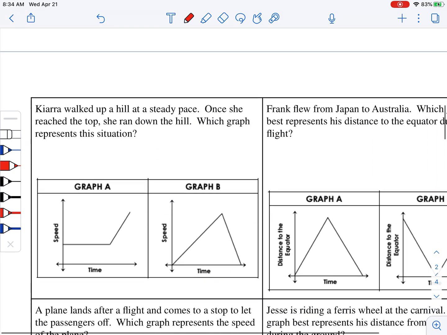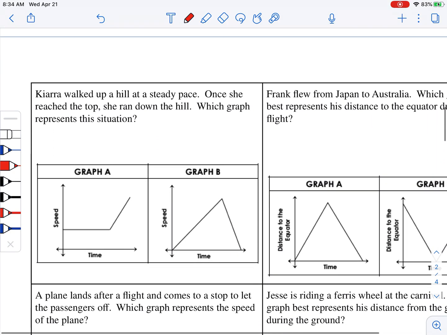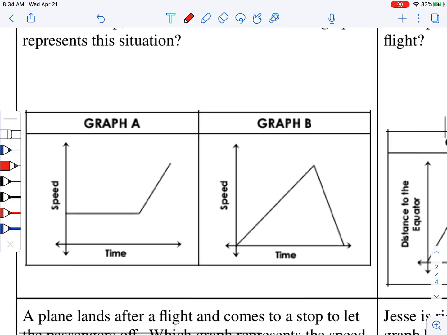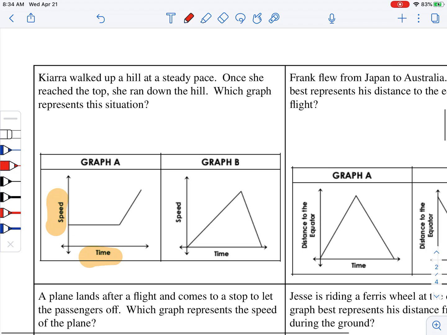Okay, and now we get into some of these situations where we read a situation and we try to match it with a graph. Some of these are very confusing. Okay, so you really have to be careful and look very closely at what the graph is depicting. This graph is depicting speed and time. Okay, so that would mean increasing speed would be going this way, decreasing speed would be going that way.